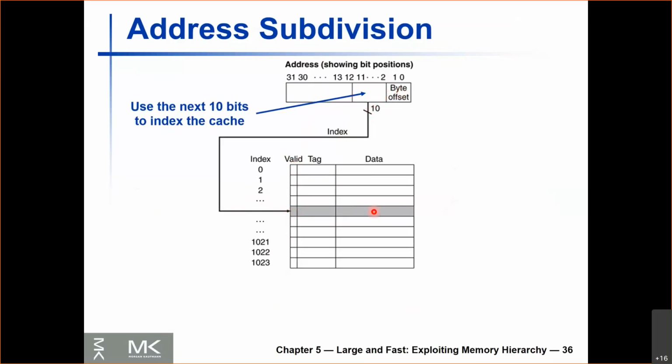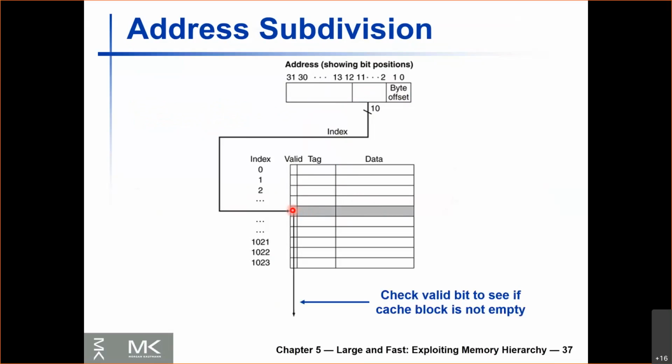Okay, so let's say I reach this cache block. Now what do I need to do? What did we do before when we indexed our cache? Well, the first thing we need to do, before we check if the tag matches, is check if this cache line is valid or not. So we're going to read this valid bit over here, and check if the valid bit is set or not to see if the cache block is empty. Now, if the cache block is not empty, then what do we do?